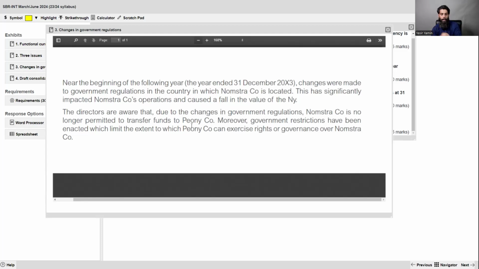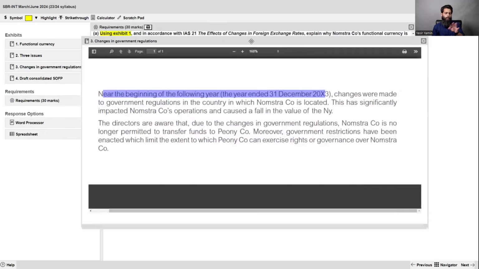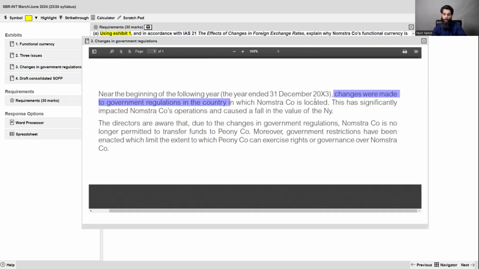So guys, it says that near the beginning of the following year, the year ended 31st December 20x3. What do you mean by near the beginning of the following year? It's the start of the next year. So at the start of the next year, changes were made to government regulations in the country in which Nomstra is located. So what basically they are trying to say is that in the country in which they are present, there is a change of government regulations. And these must be significant. That is why examiner is asking us a question.